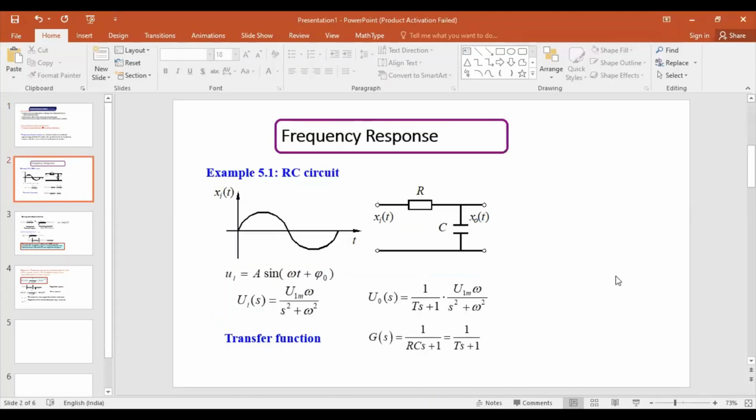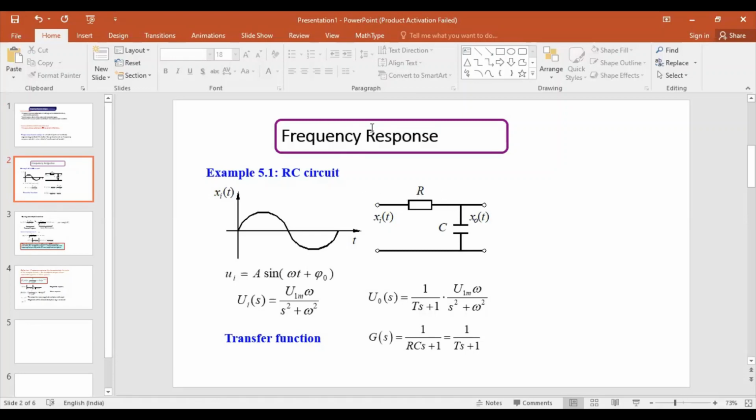So look at this example now. We have an RC circuit here. If you derive the transfer function for this RC circuit, what transfer function will we get? Please listen to my explanation carefully.